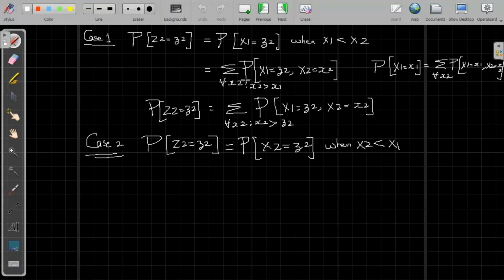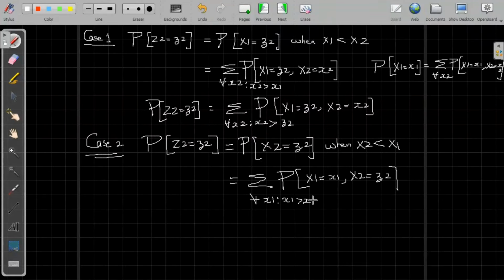So similar to the above discussion, you can write this will be equal to summation over all sample values of x1, probability x1 is equal to sample value x1, and in this case we will write here that sample value x2 is fixed and it is equal to z2, provided under this condition. So this condition I will write down here such that x1 is greater than x2.